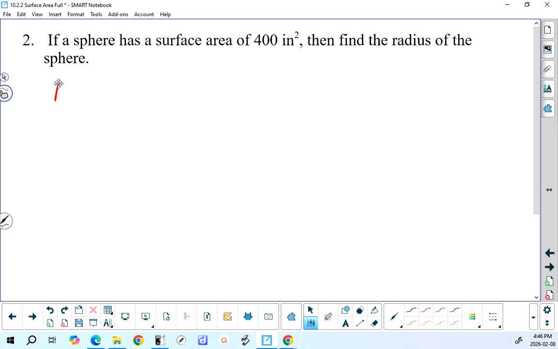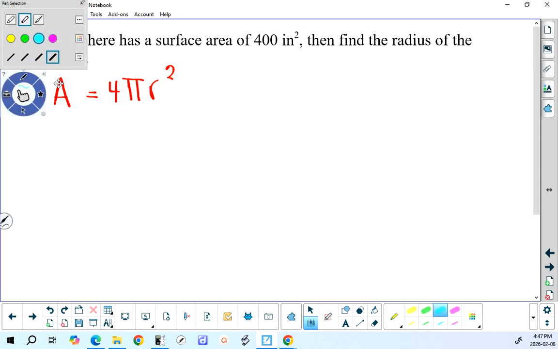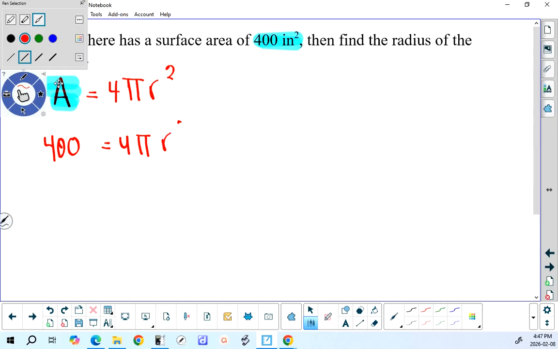Your first step is to write the formula down that contains the information used in the question. Bottom line here is this is a question about the surface area of a sphere, so you find the formula for the surface area of the sphere. Now this 400 is the area. The radius is what we don't know. So the bottom line is you put 400 in for A, and you solve this for R.